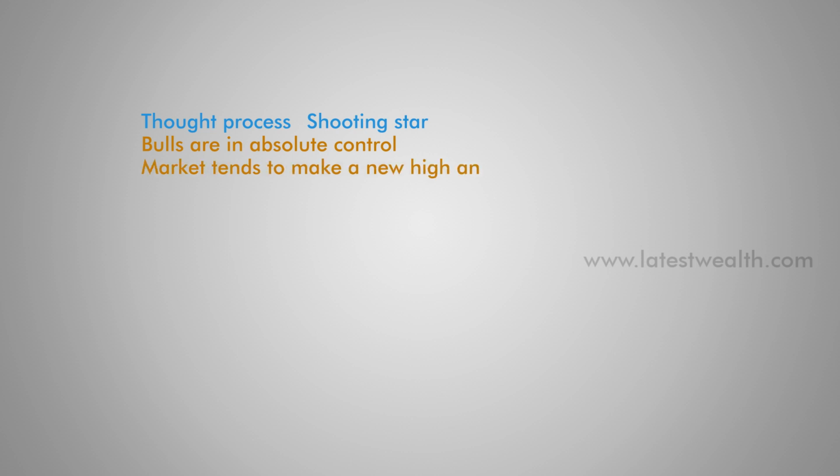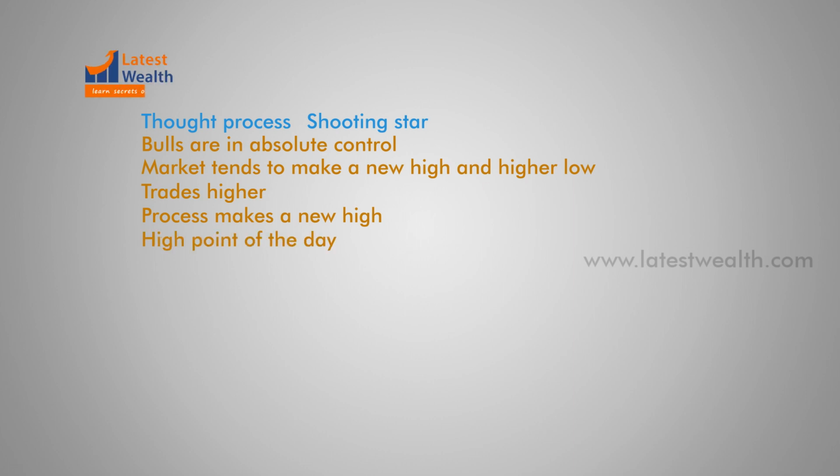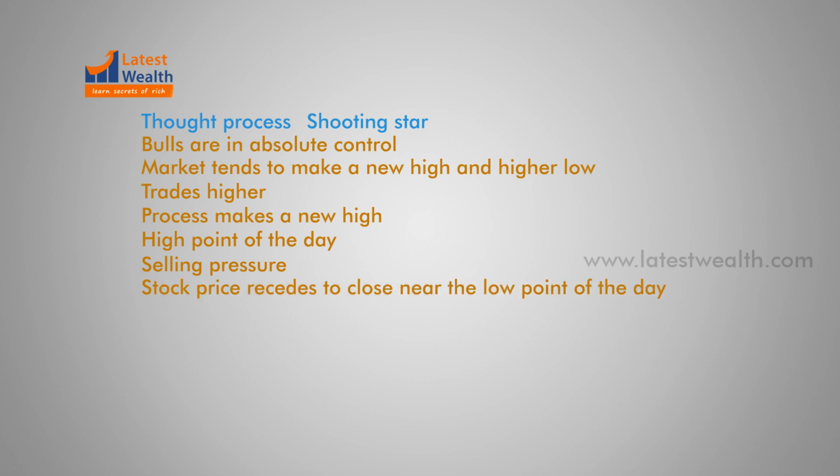The stock is in an uptrend, implying that the bulls are in absolute control. When the bulls are in control, the stock or the market tends to make new highs and higher lows. On the day the shooting star pattern forms, the market, as expected, trades higher and in the process makes a new high. However, at the high point of the day, there is selling pressure to an extent where the stock price recedes to near the low point of the day, thus forming a shooting star.